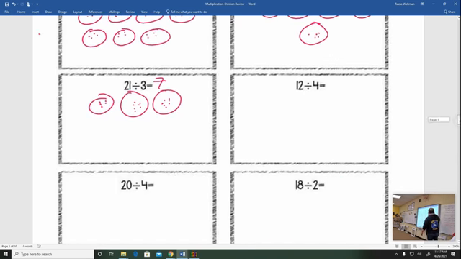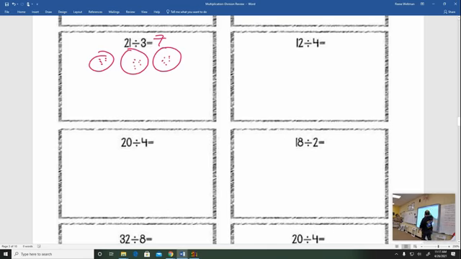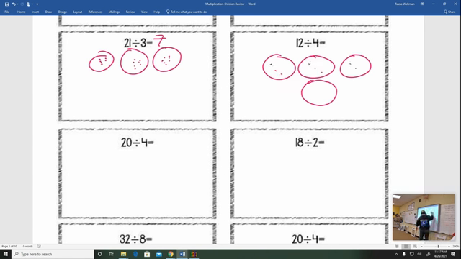Now what about the next one? How many groups should I draw on this next one? 4. How many dots should I have in each of them? 12. How many dots should I have in each of these? 12 divided by 4. 3. 3. So I draw 12 dots total. That's it. What about the next one?